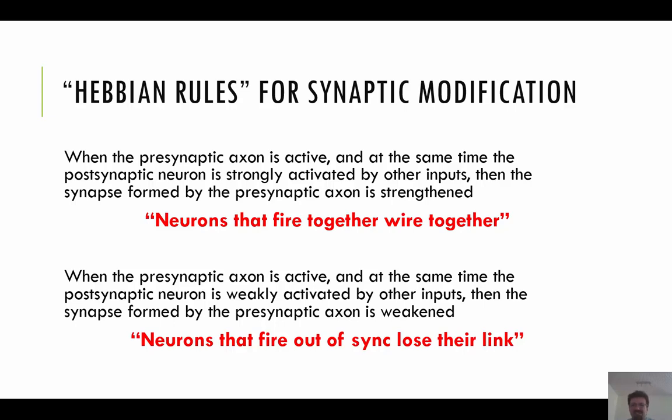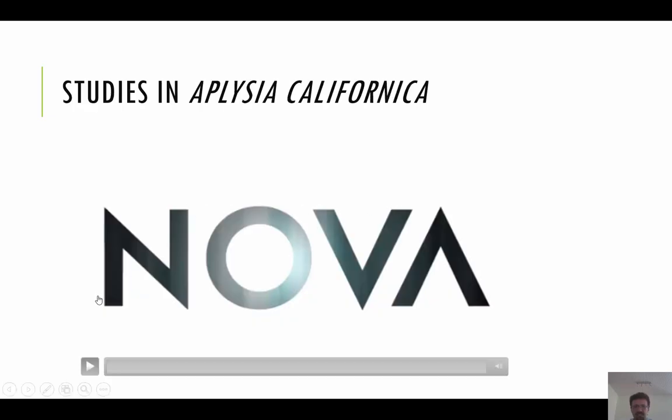We now call this synaptic plasticity, the ability of the synapses to change and hold that change over a long period of time. A plastic is something that you can shape, you can mold into a different shape, and that new shape will hold. That's why we talk about the fact that synapses are not static entities, but dynamic entities. When they change, they are able to store memories. So let's listen to a short video about Aplysia and the work done by Kandel.